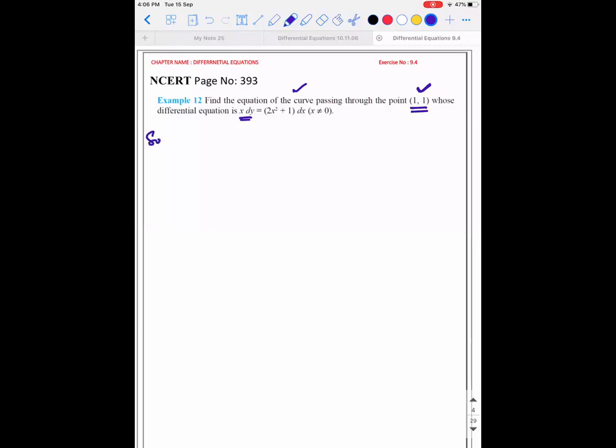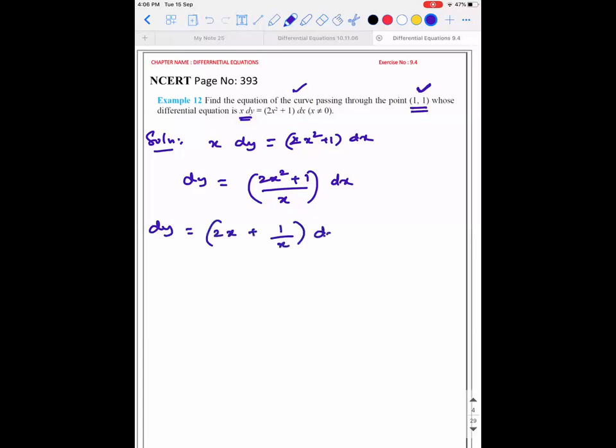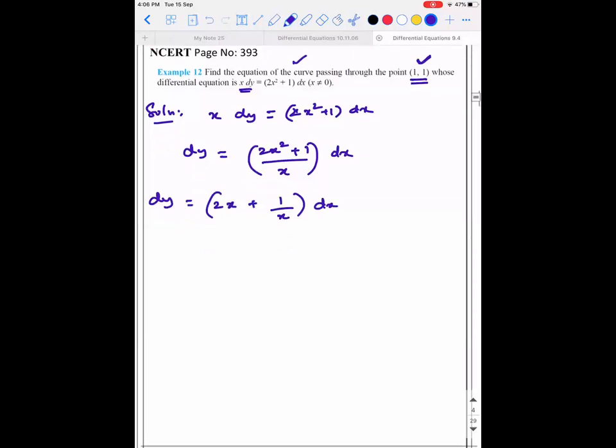Right. So the solution here is very simple. x into dy is given as 2x square plus 1 into dx. What are we supposed to do? dy will be equal to 2x square plus 1 divided by x into dx. So we can write it like this: dy is equal to 2x plus 1 by x into dx. Now integrating on both sides, what do you get? y will be equal to 2x square by 2 plus ln x.